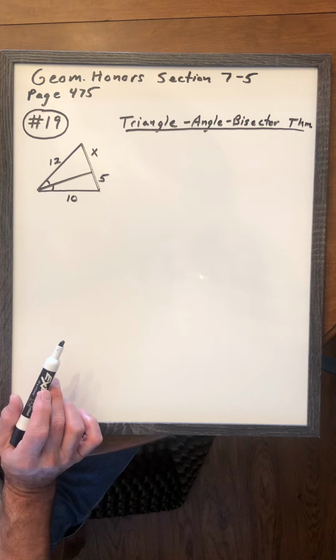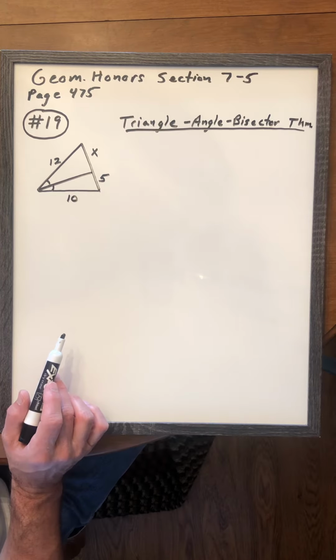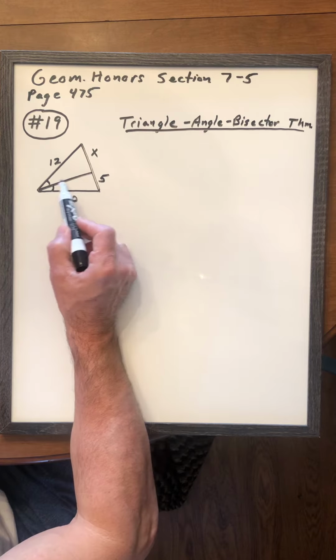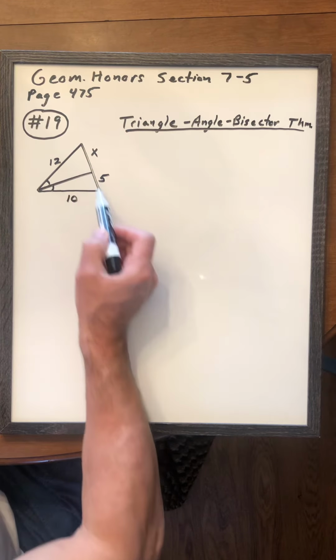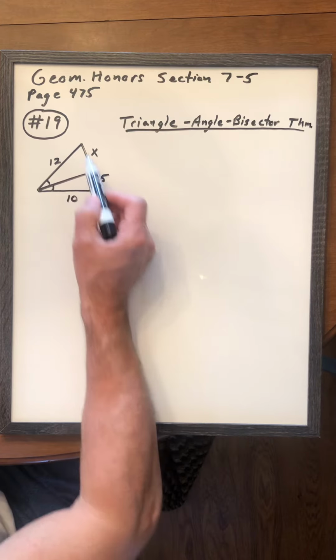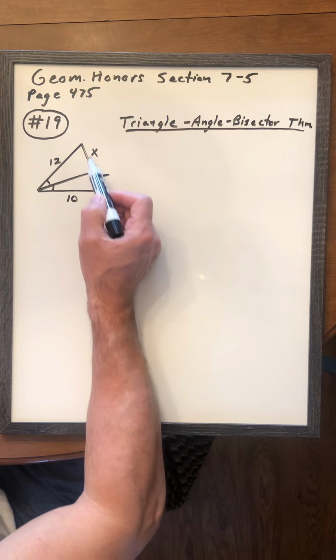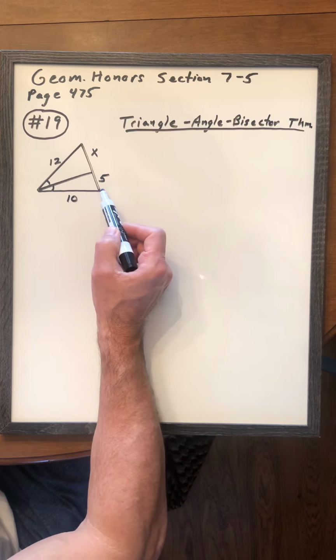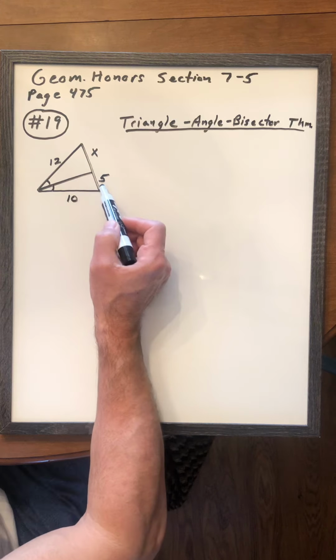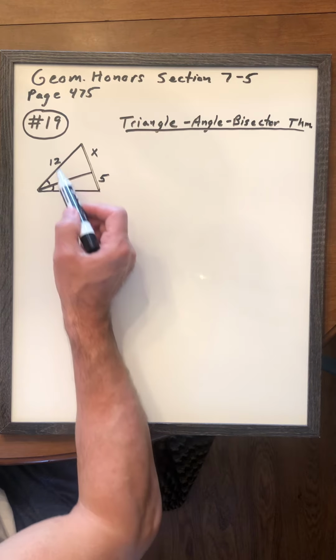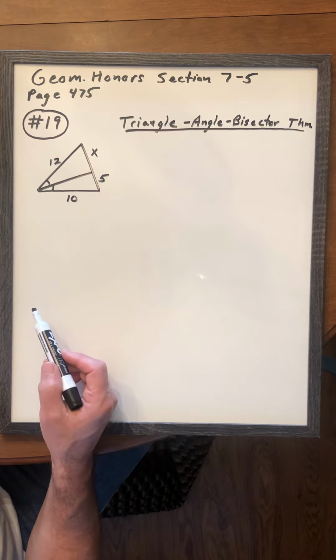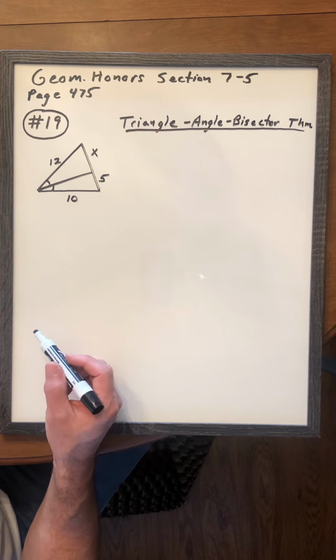Now what it says is, if a ray bisects an angle of a triangle, then it divides the opposite side into two segments that are proportional to the other two sides of the triangle. So here's our ray, and here's where it meets this side. So it's going to divide this side to where we have X is this segment, we have 5 is this segment. And then those two segments are going to be in proportion to the other two sides of our triangle. So we're going to set up our proportion.